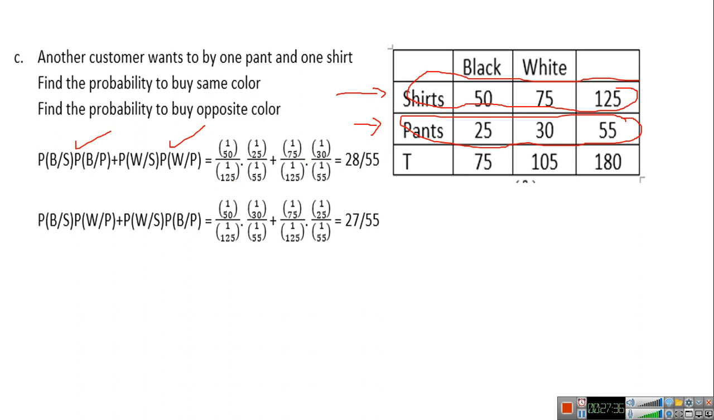And white knowing shirt, so 1 out of 75 over 1 out of 25. White knowing pants, 1 out of 30 over 1 out of 55. You have this answer. Opposite color means black knowing shirt then white knowing pants, or white knowing shirt and black knowing pants. You do the same thing and you get the answer.